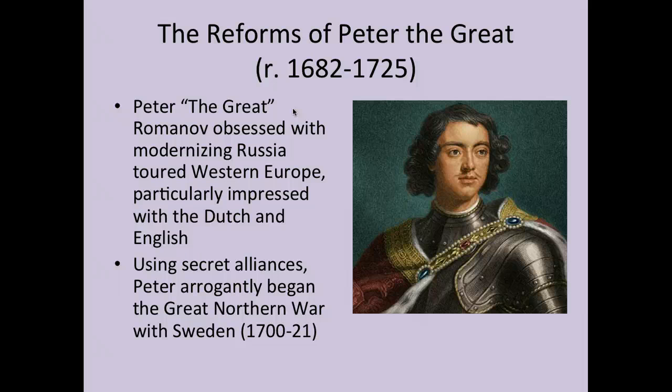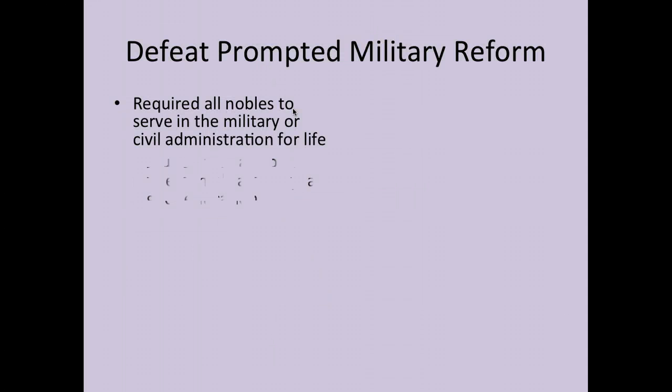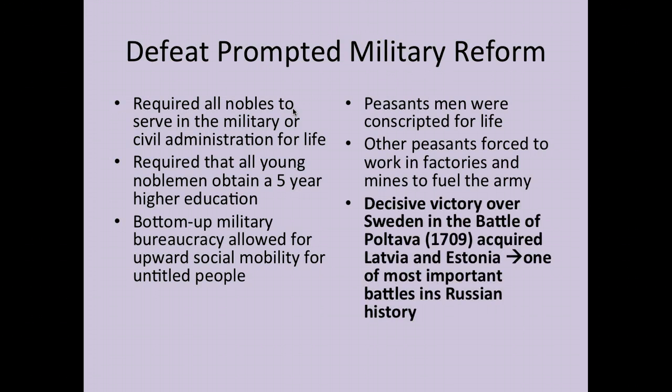Peter the Great, notice his distinct lack of beard, and we'll talk about that in a minute, was obsessed with modernizing Russia, and he actually redefined the entire Russian alphabet. He copied French, because remember we talked about how French was the predominant language of the time, and he used secret alliances to go to war with Sweden in order to gain territory. It was not the easiest win like he thought it would be, but eventually it ended up with a decisive victory over Sweden in the Battle of Poltava.